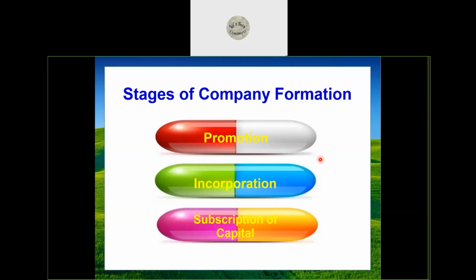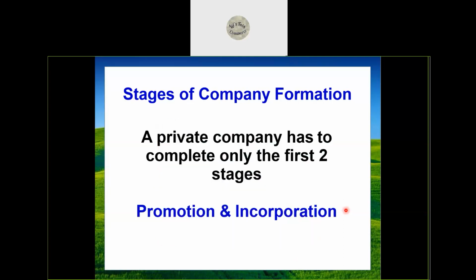The steps and the stages in the formation of the company are: first is known as the promotion stage, second incorporation, third is capital subscription, and the last one is known as the commencement of business. So, clear about the stages. Now moving on to the stages. Stages of a company formation.